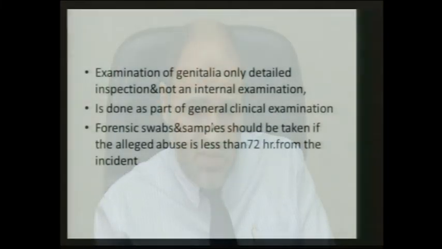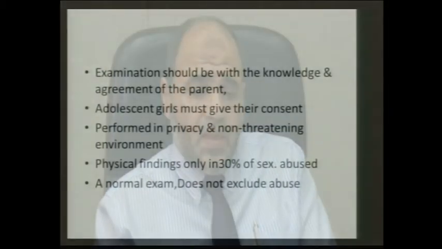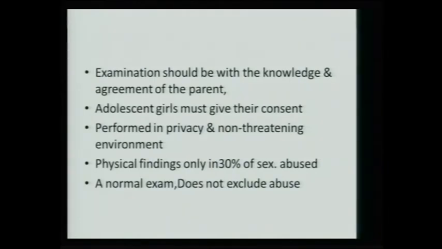Examination of the genitalia is done as part of the general clinical examination. If the incident was within 72 hours, forensic swabs and samples should be taken, if the alleged abuse is less than, like we mentioned, 72 hours from the incident. Examination should be with the knowledge and agreement of the parents. Adolescent girls must give their consent, and it is performed in privacy and a non-threatening environment.